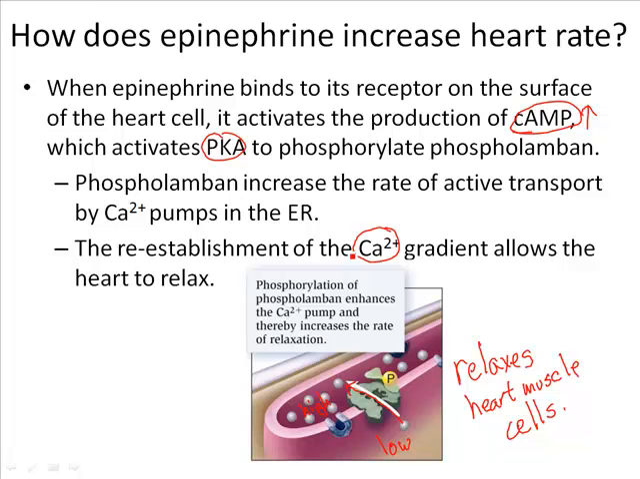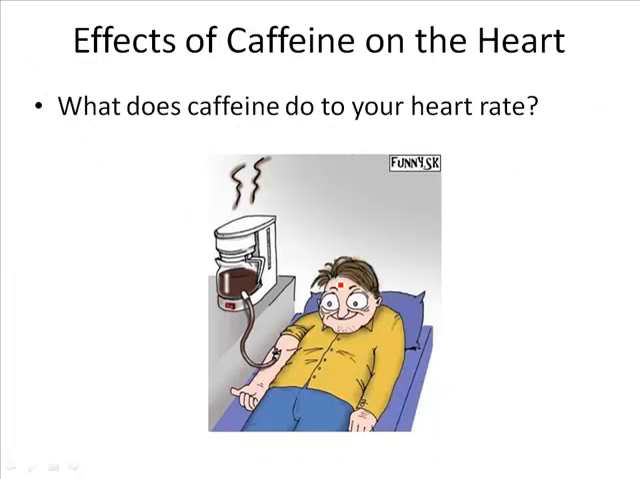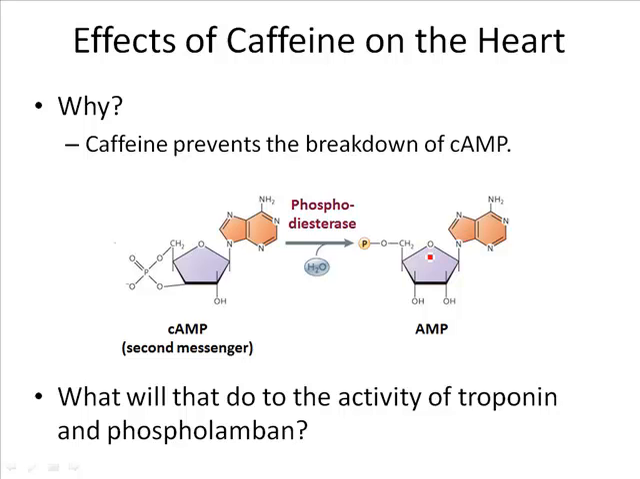Now, one of the interesting side effects of caffeine is that it increases your heart rate. Your heart actually contracts a little bit more vigorously in the presence of caffeine. Now, why is that? Well, what's interesting is calcium prevents the breakdown of cyclic AMP.